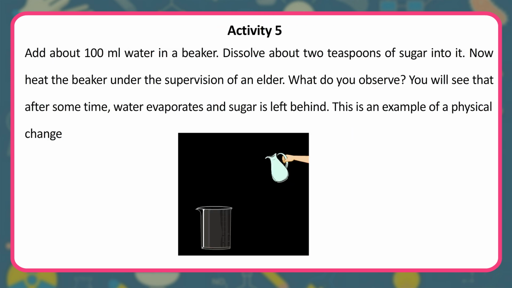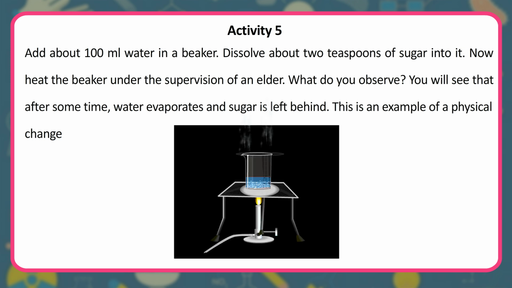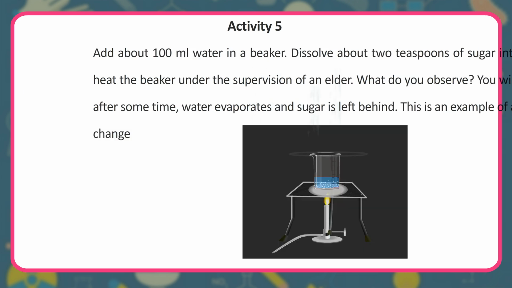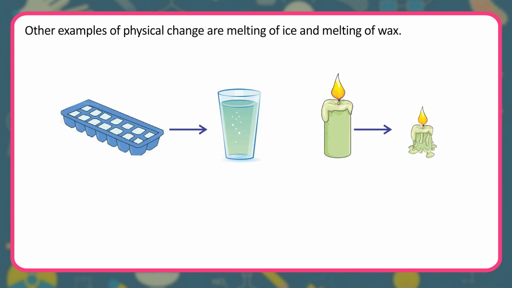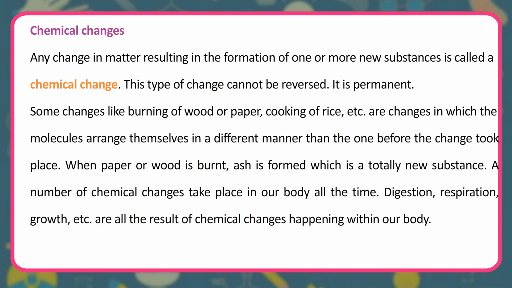Activity 5. Add about x ml water in a beaker. Dissolve about 2 teaspoons of sugar into it. Now heat the beaker under the supervision of an elder. What do you observe? You will see that after some time, water evaporates and sugar is left behind. This is an example of a physical change. Other examples of physical change are melting of ice and melting of wax.